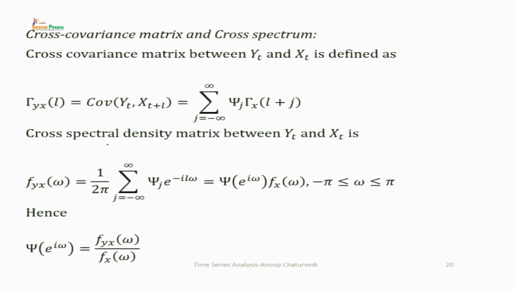And cross spectral density matrix between y t and x t, f y x omega, is equal to 1 upon 2 pi summation over j psi j e to power minus i l omega, and then this is equal to psi e to power i omega f x omega. Omega lies between minus pi to pi. So, psi e to power i omega is equal to f y x omega upon f x omega.